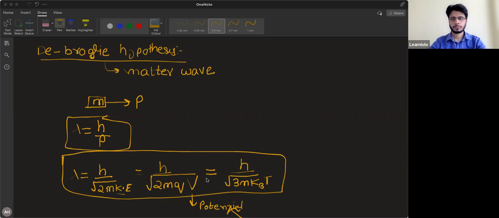Sir, is the kinetic energy under the root or outside? It's under the root. Kinetic energy is under the root.